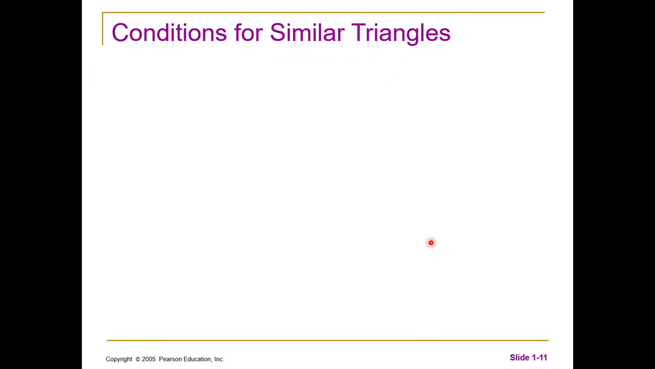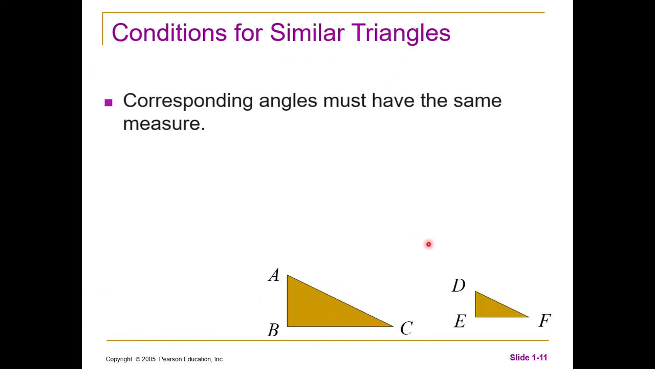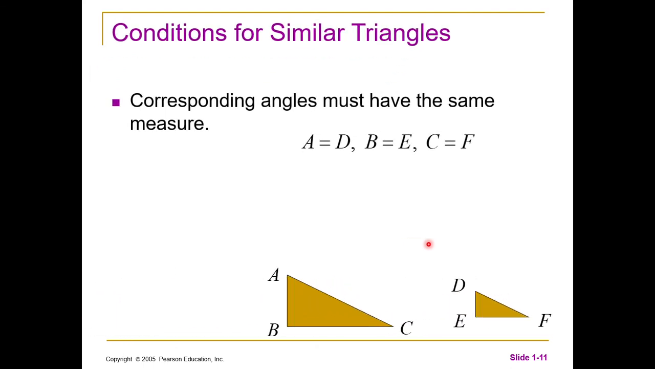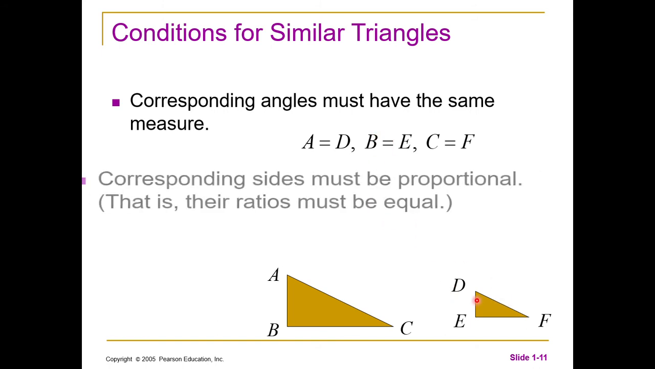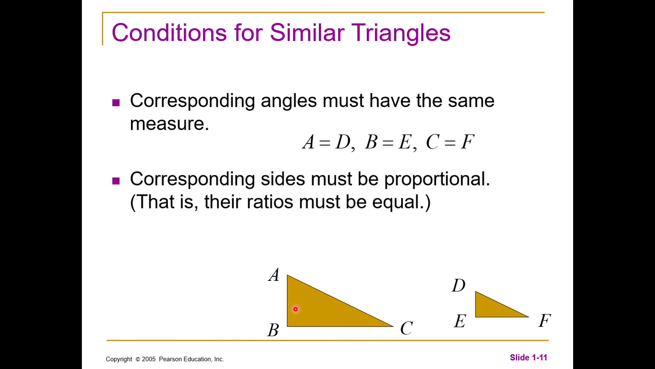Next, we have conditions for similar triangles. For example, we have corresponding angles must have the same measures. So, A and D, di ba yung sinasabi ko, B and E, C and F. Yun yung sinasabi ko kanina, di ba yung mga angle niya? Magkakamukha yan. So, corresponding sides must be proportional. That is, their ratios must be equal. Okay, di ba?